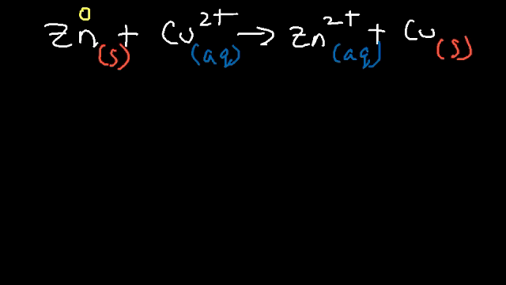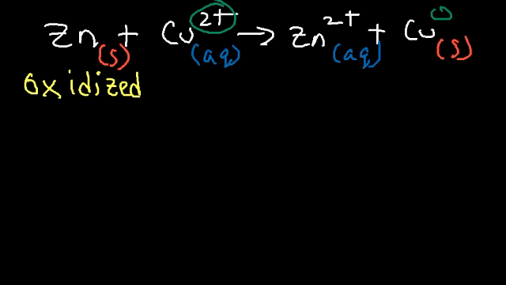So therefore, we could say zinc was oxidized. And for the copper 2 plus ion, notice that the oxidation state decreased from 2 to 0. The oxidation state of any pure element in its natural state is 0. So because for copper it went down from 2 to 0, it was reduced. So reduction occurred at the copper 2 plus ion.